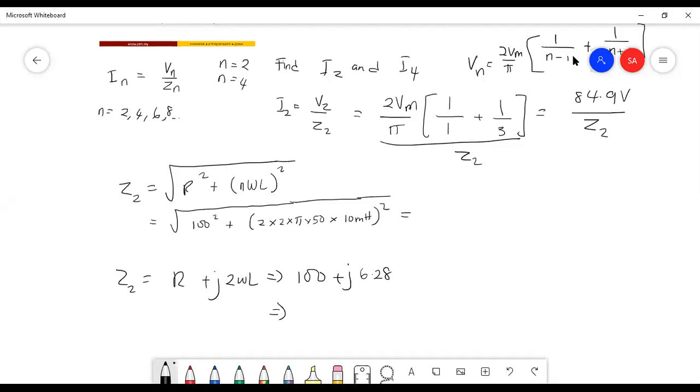So you should get 100 plus j 6.28. Convert to the polar form, you should get 100 with an angle of 3.95 degrees. But Z2 requires only the magnitude, so this one is 84.9 over 100 ohm. So this should be 0.84. So this is for I2.